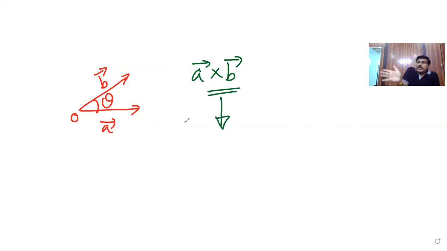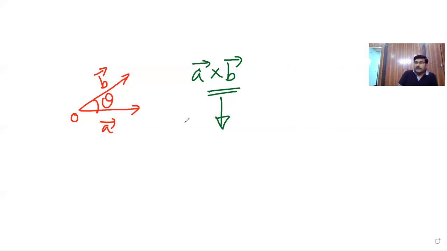Now, hold your right hand. The fingers should be in the line of A bar, because we want A bar cross B bar. Then curl the fingers towards B bar such that your thumb shows the upward direction. That means the direction of A bar cross B bar is upwards.